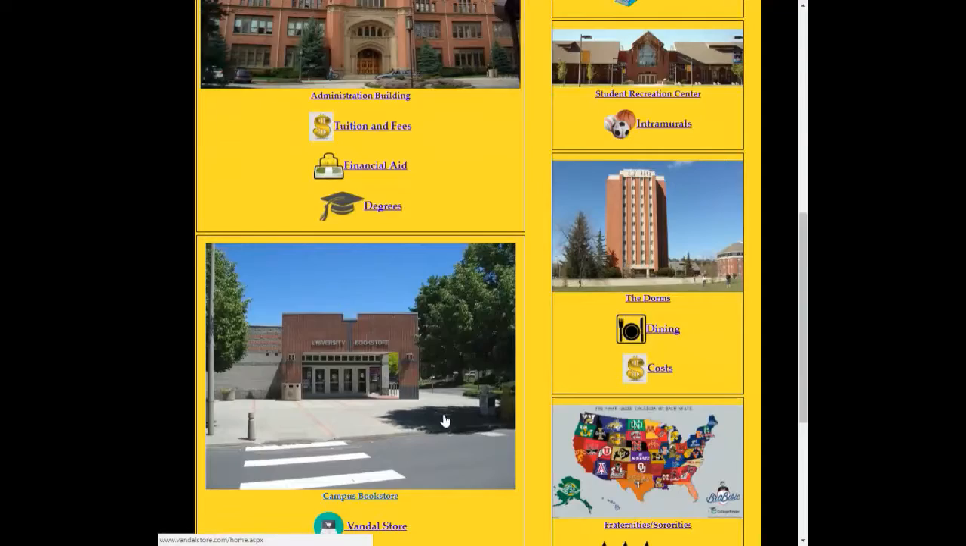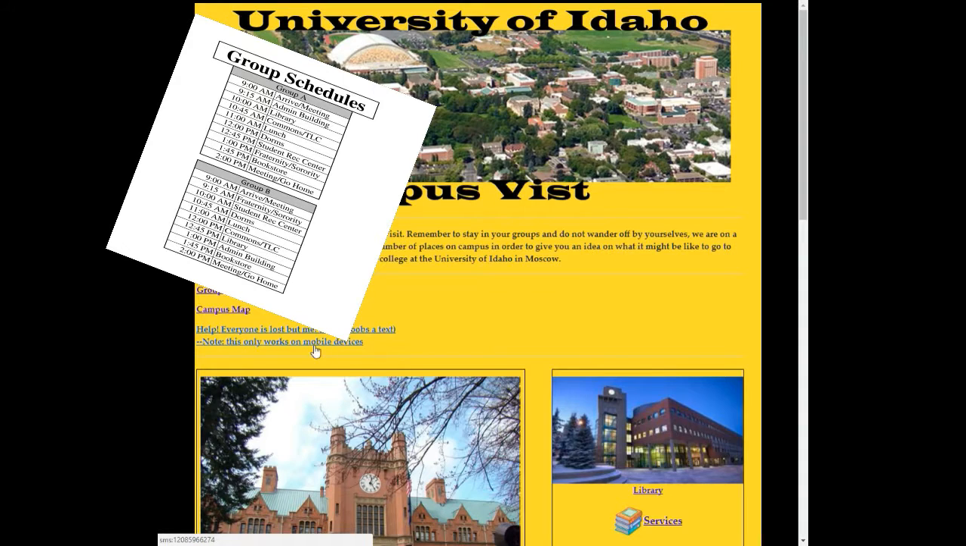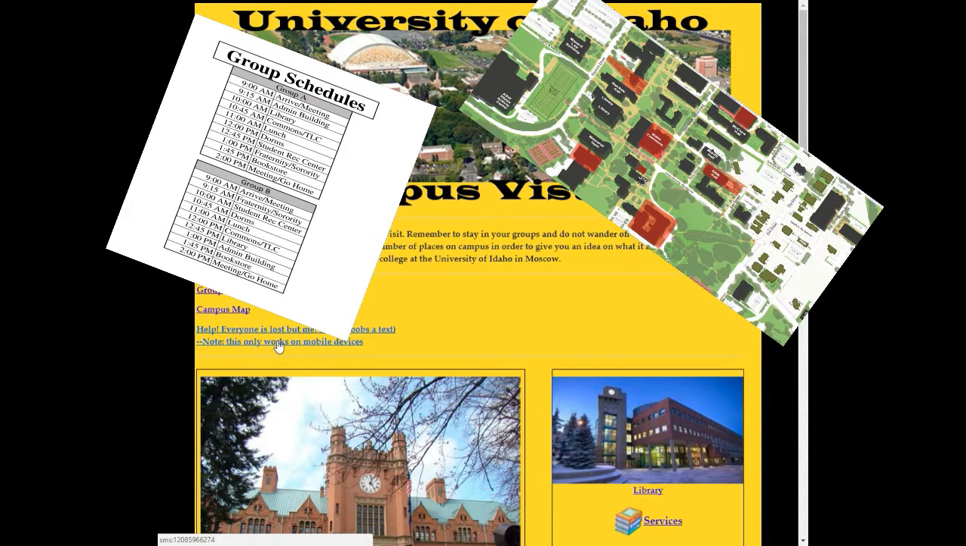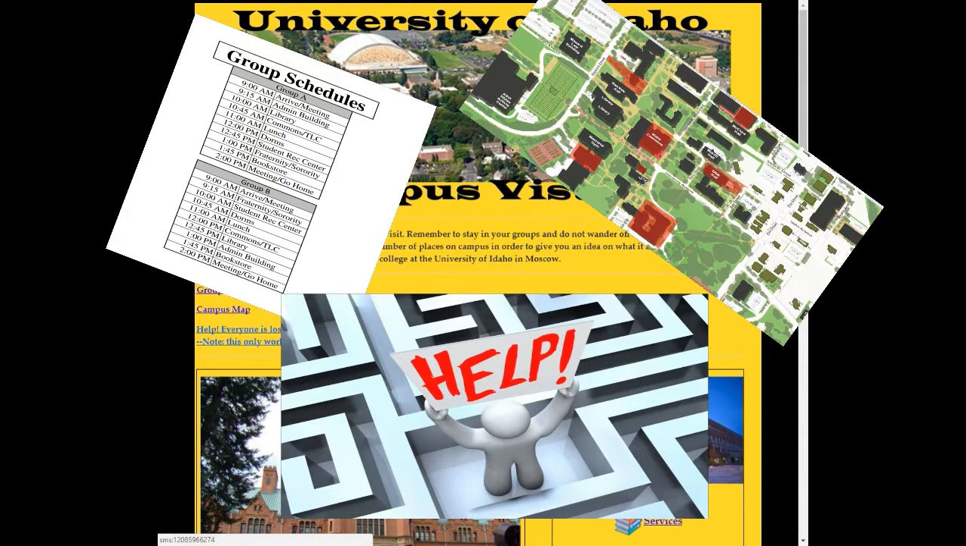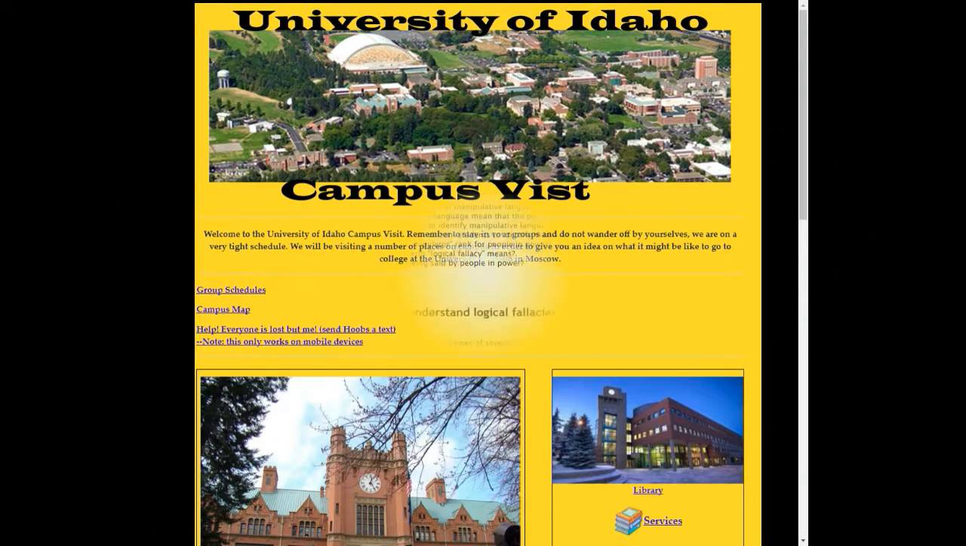It has a list of places that we're going to go and information about them, the group schedule, a map of campus, and my favorite, if you're using it on a phone and you should get separated, there's an option here where you can send me a text so that you don't get left behind.